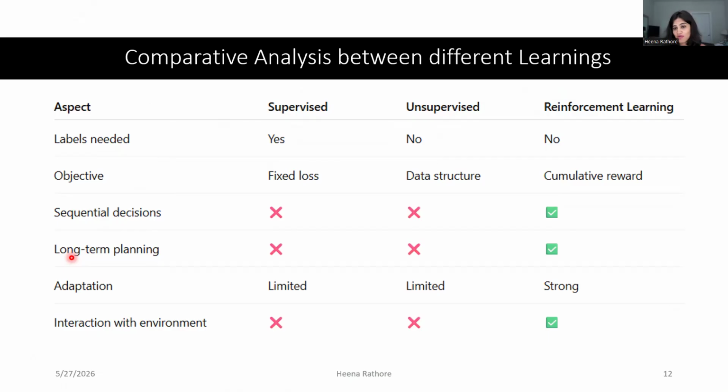Finally, interaction with the environment. Reinforcement learning is the only one which interacts with and changes its environment. However, both supervised and unsupervised learning learn from a static data set. It's a fixed data set. In order to make it learn, you will just make them learn through the new data set.